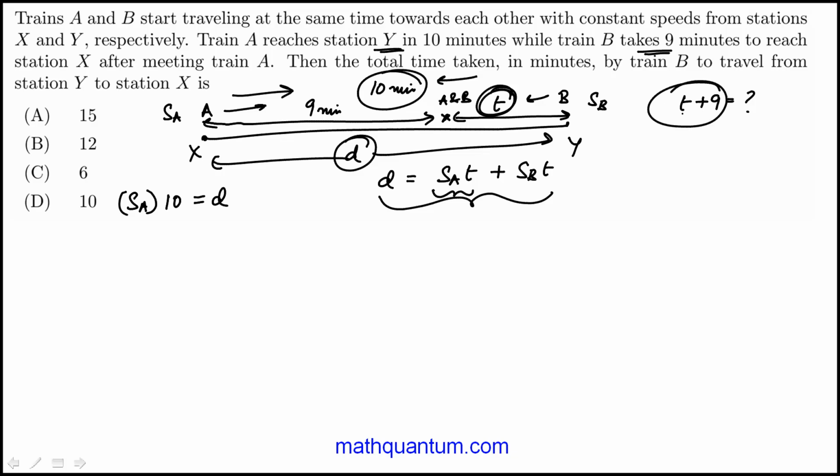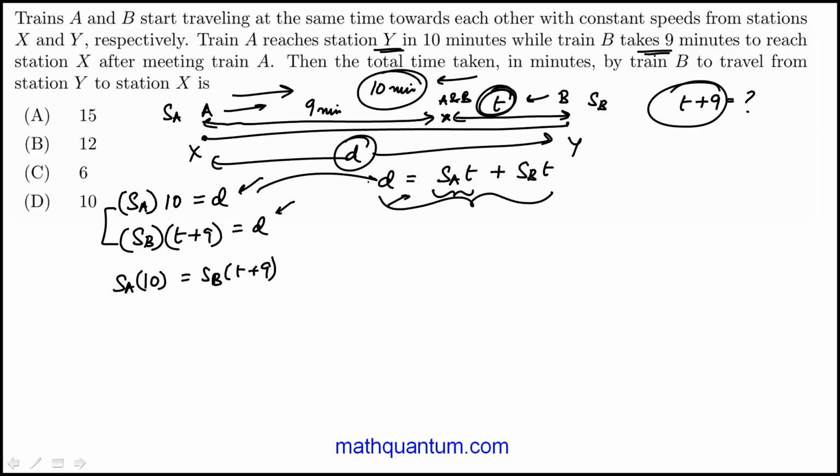Then we also know that train B takes a total of T plus 9 minutes. So speed of train B times T plus 9 is D. So these are our three equations. And we can immediately get rid of D. We can first equate these two. And our goal is to get to T. And I can equate these two. And I can factor out a T here.